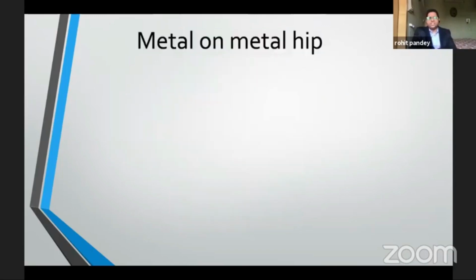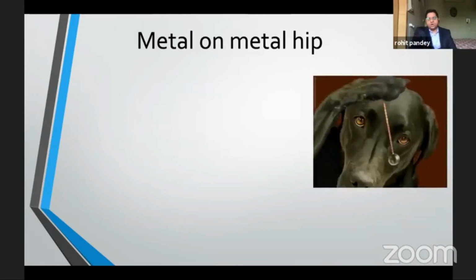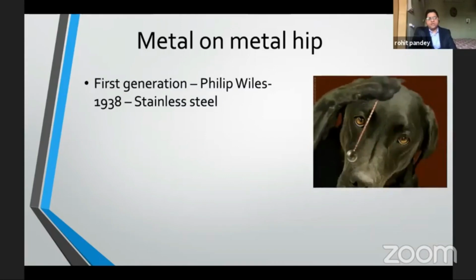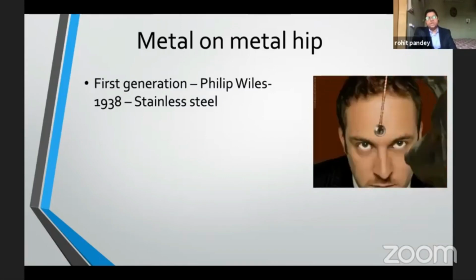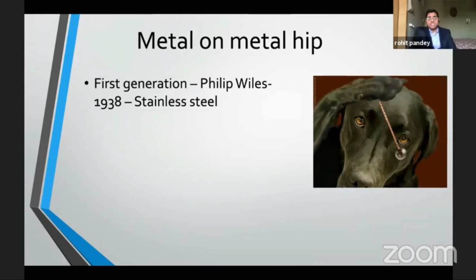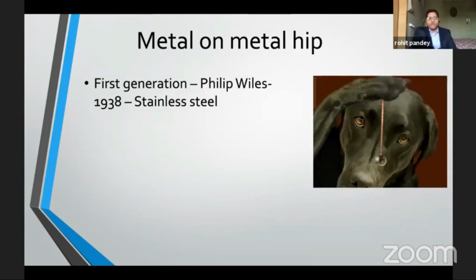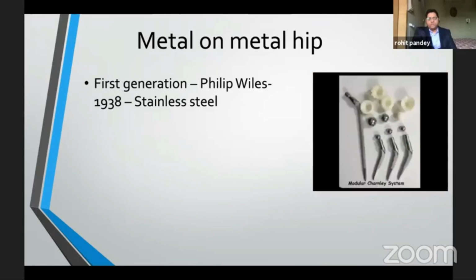A little bit regarding the history of metal on metal. We have been like a seesaw or a pendulum in this case. Initially, metal on metal was introduced by Philip Wiles in 1938 using stainless steel implants, but the quality was not very good and it went out of vogue. Then it was overtaken by Charnley's low friction arthroplasty.